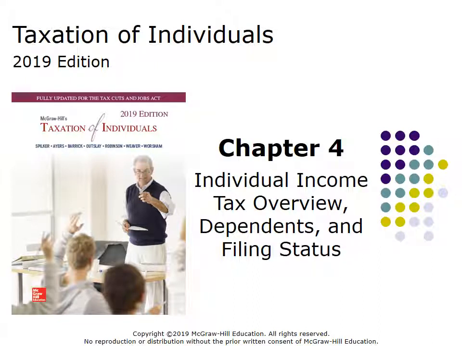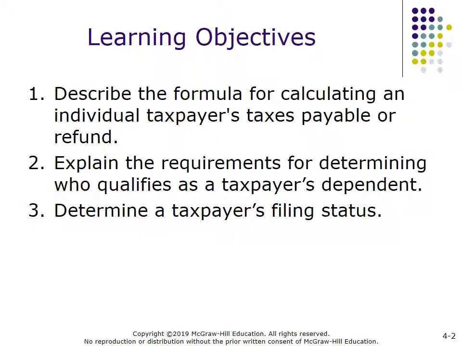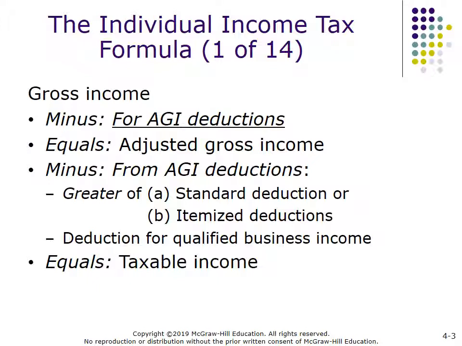In Chapter 4, we're going to be looking at the individual income tax overview, dependents, and filing status. Specifically, we're going to show you the tax formula, the requirements for determining who qualifies as the taxpayer's dependent, and how we determine filing status. So let's get to it.